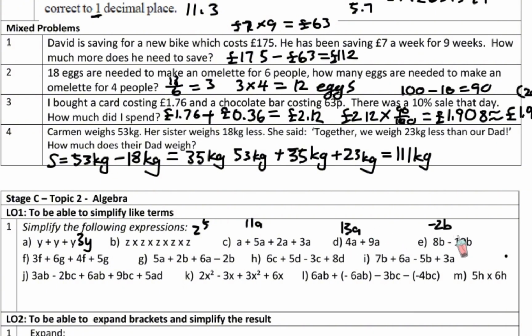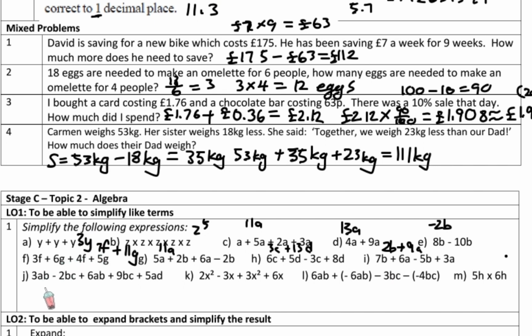This would be negative 2b. For f, it would be 7f plus 11g. For g, it would be 11a, and that would be it because 2b minus 2b would equal 0. For h, it would be 3c plus 13d. For i, it would be 2b plus 9a.